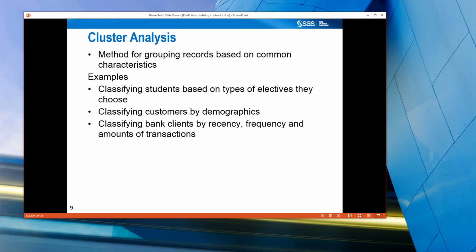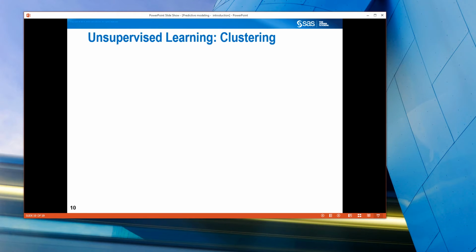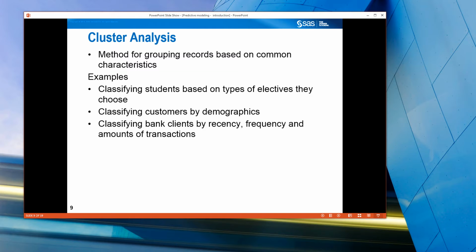Banks may want to create clusters of customers by the amount of transactions they make, number of transactions they make, and how recent their transaction was. These all can be used to classify clients. So these are all about what we call cluster analysis.